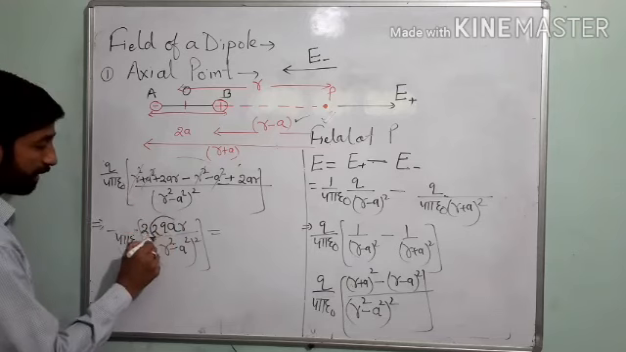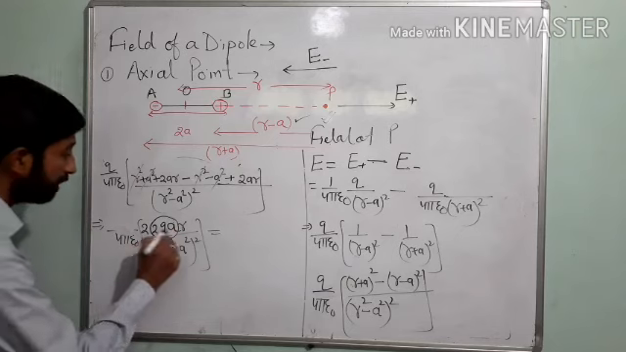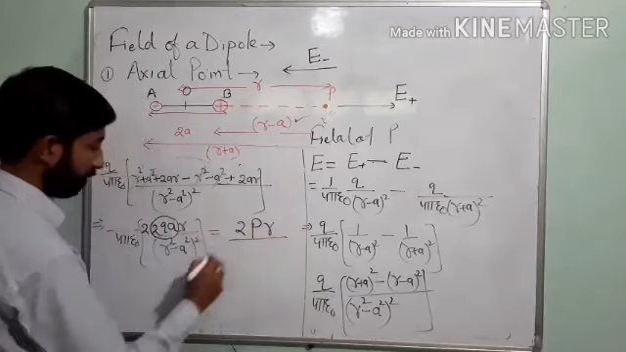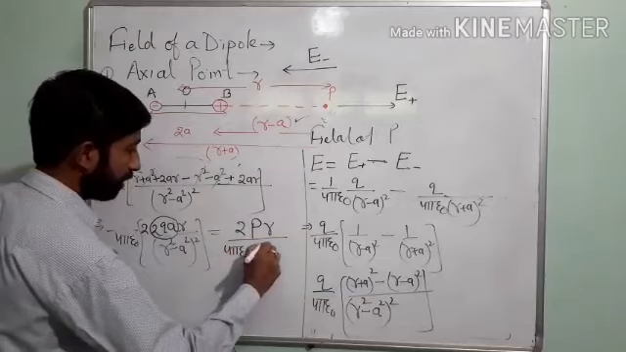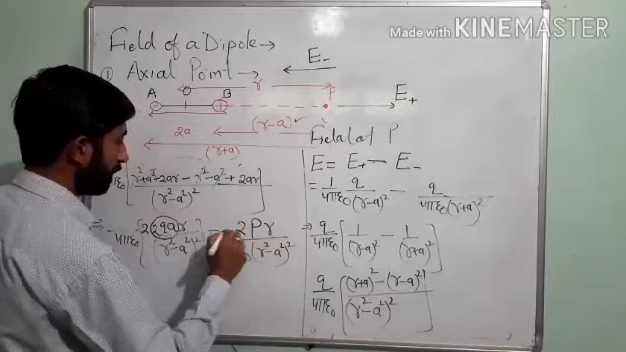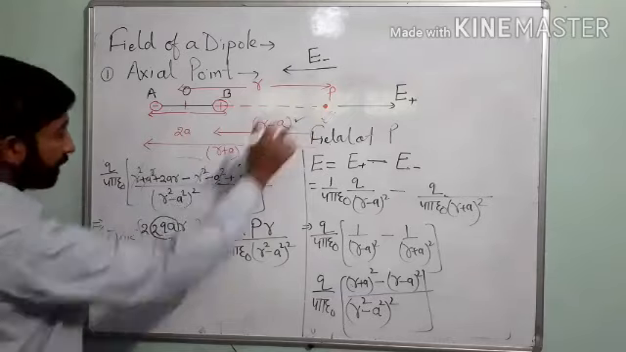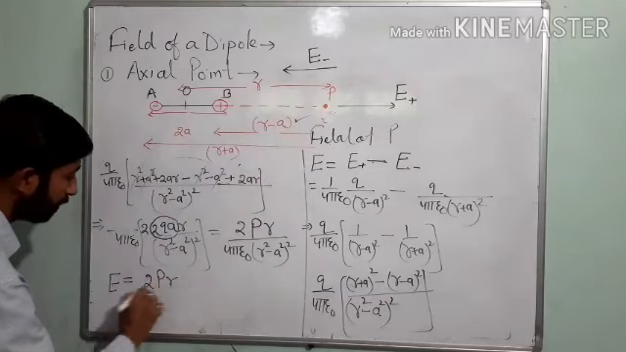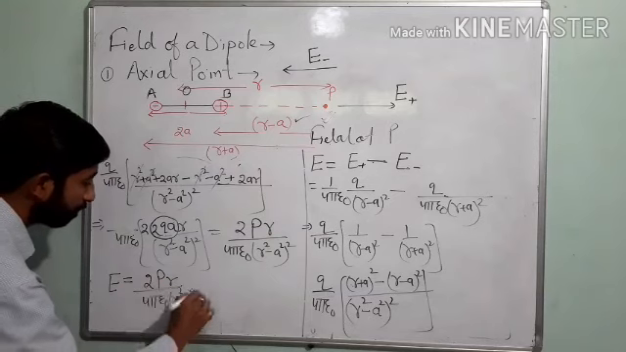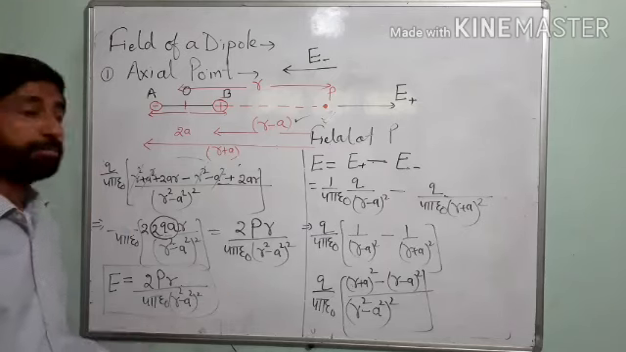Now twice AQ equals what? Dipole moment, that is P. So this can be regarded as P. So this is 2 P R upon 4 pi epsilon naught (R square minus A square) to the power 2. That is the net electric field produced by the dipole at the axial point. That is twice P R upon 4 pi epsilon naught. This is the expression for the electric field at the axial point.